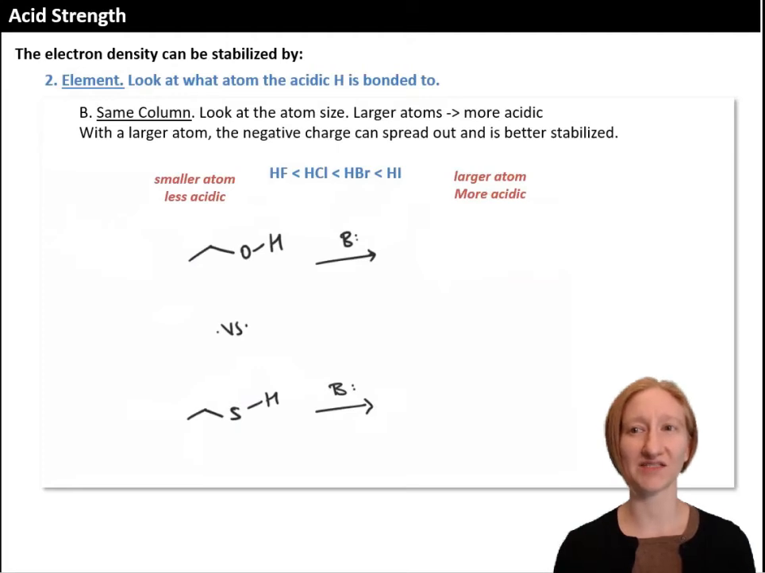If we're comparing two acids with the electronegative atom coming from the same column in the periodic table, then we'll look at the atom size. And again, as always, we're thinking about what will most stabilize the electron density of the conjugate base. So comparing atoms in the same column, the larger atoms will pull that electron density in more tightly and stabilize it more than a smaller atom. So the smaller atoms will result in less acidic acids. So here, comparing the alcohol to the thiol, let's draw out the conjugate bases and then compare the two conjugate bases.